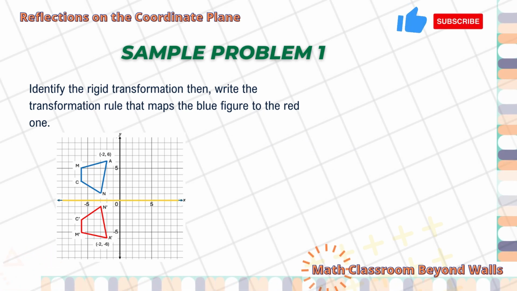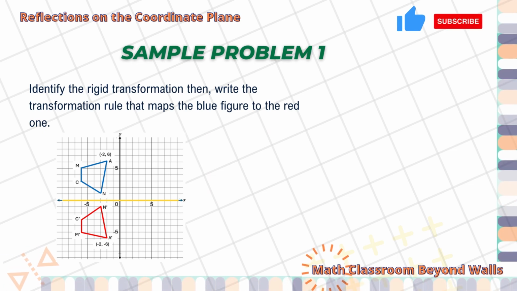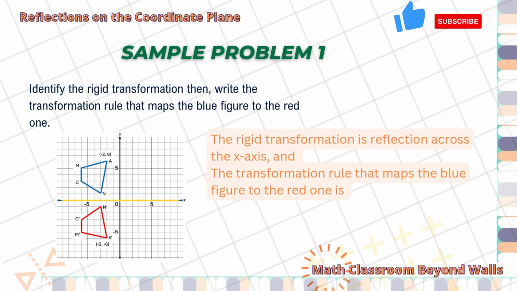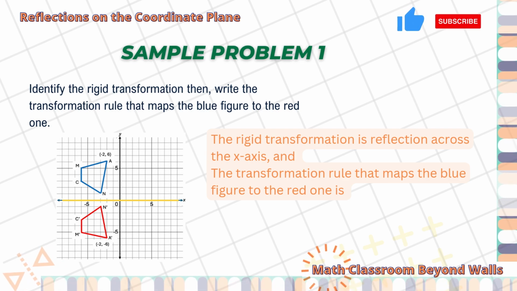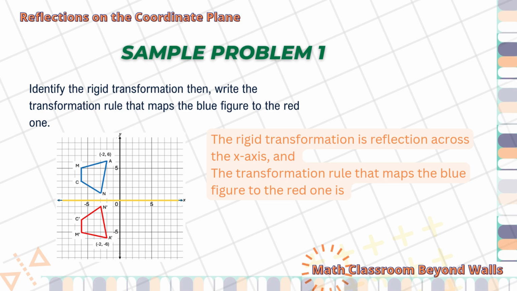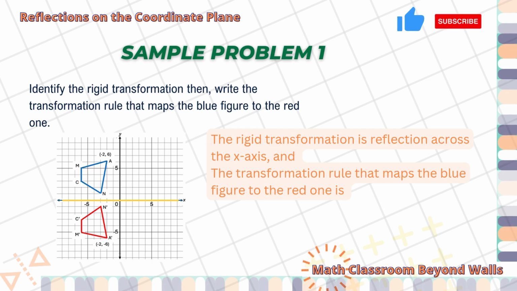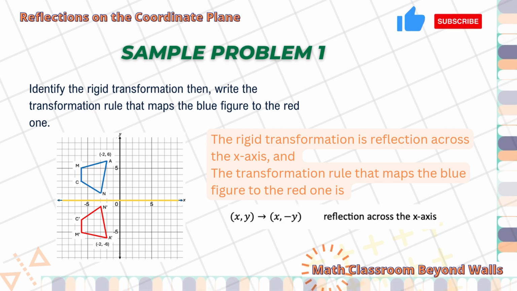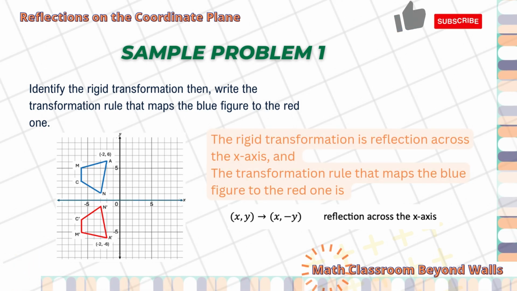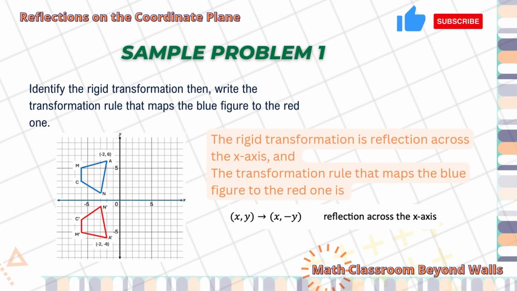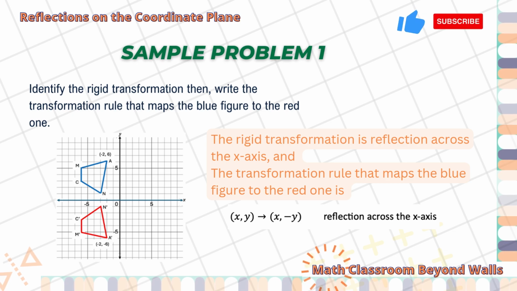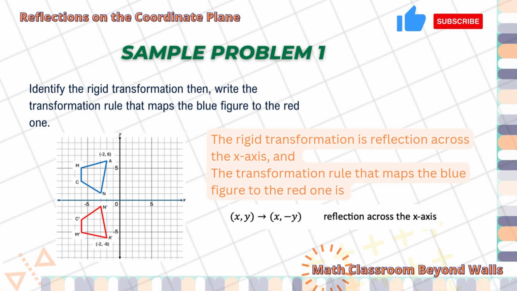What are our answers again? The rigid transformation is a reflection across the x-axis is the first answer. And second, the transformation rule that maps the blue figure to the red one is, that is, (x, y) is mapped to (x, -y) after a reflection across the x-axis. There you are, learners. That was easy, right?